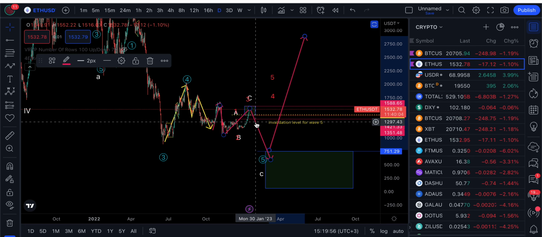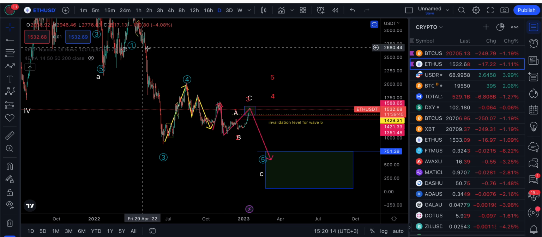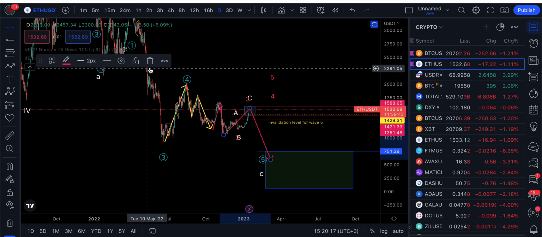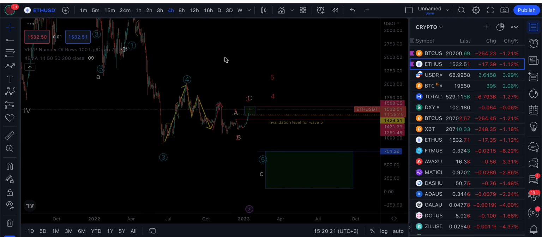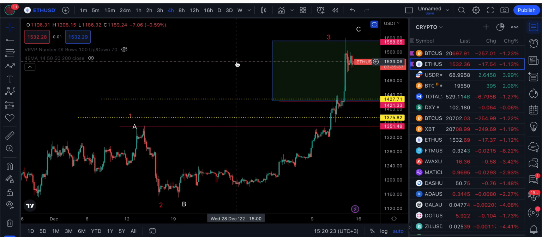Well, I can draw whatever I want. I can make whatever lines I want to make on my chart, but it doesn't mean the market would do that, right? I need to follow some guidelines like Elliott wave and price action. So that's why I'm not buying Ethereum at current levels. I'm simply waiting for some confirmation to be sure of the trend.